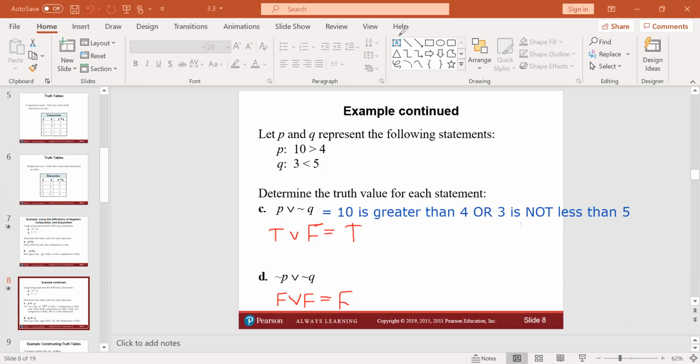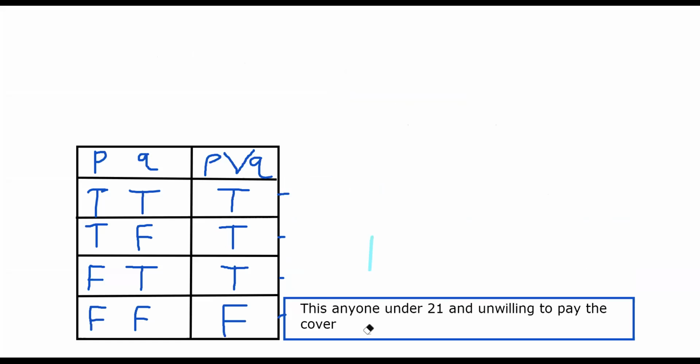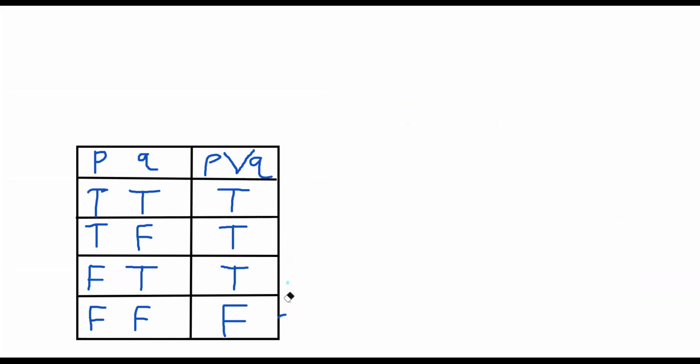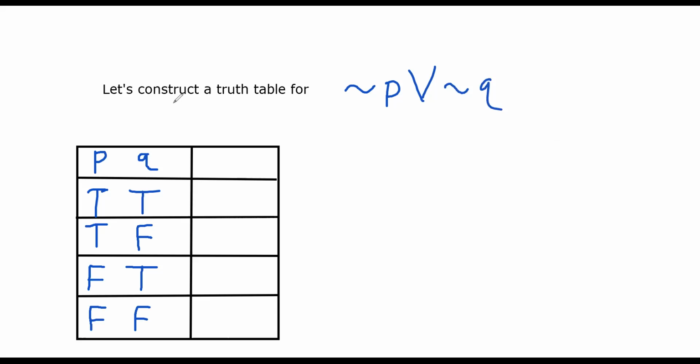Now here's the cool thing. Let's construct a truth table for not P or not Q. Here's what we're going to do. We're going to build it piece by piece.